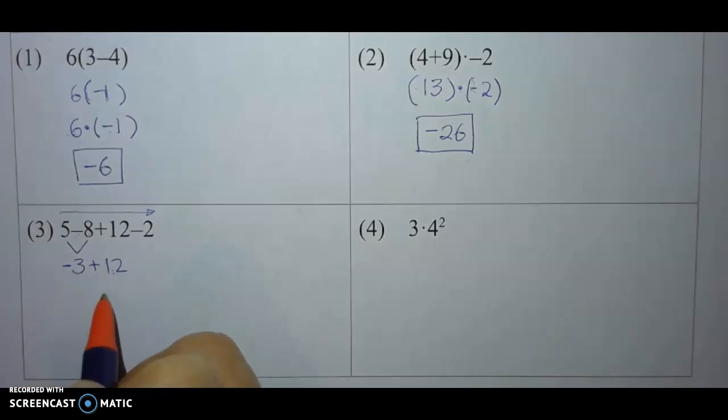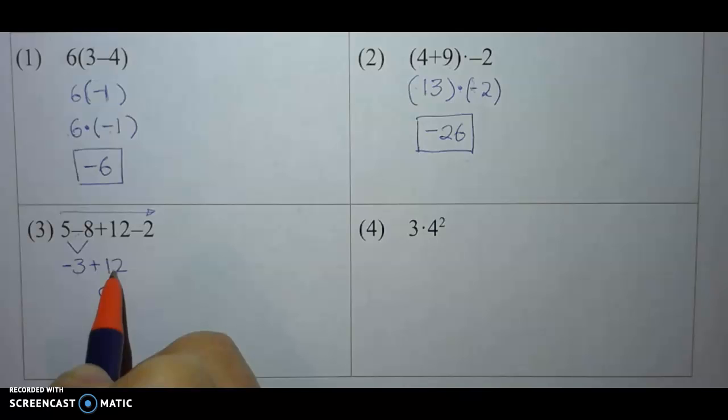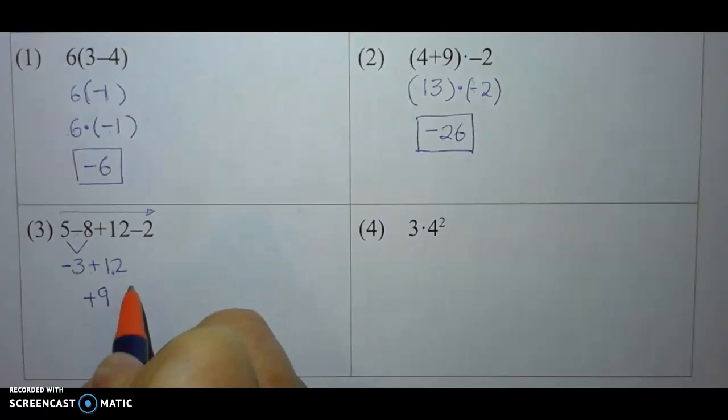What's 12 minus 3? That's 9. Now in this case, what is the bigger number, 3 or 12? 12 is the bigger number, right? And what is the symbol that goes with 12? That's positive. So the answer is going to be positive 9.